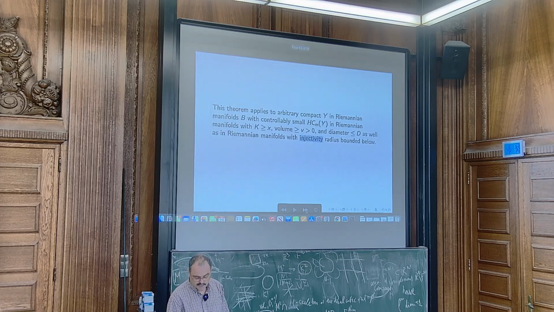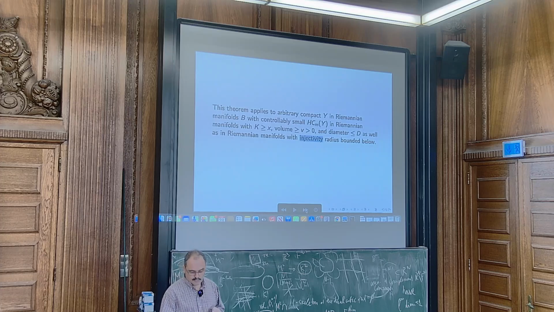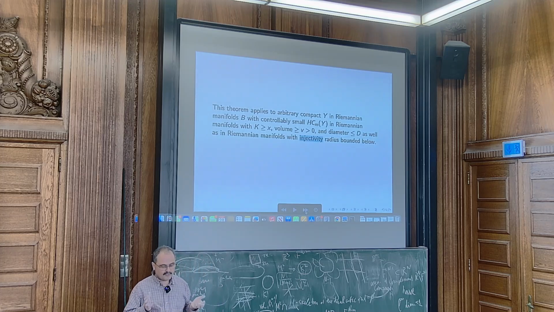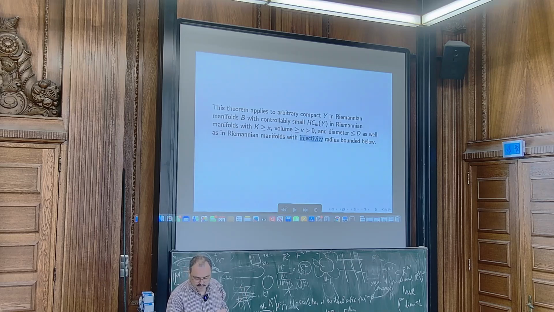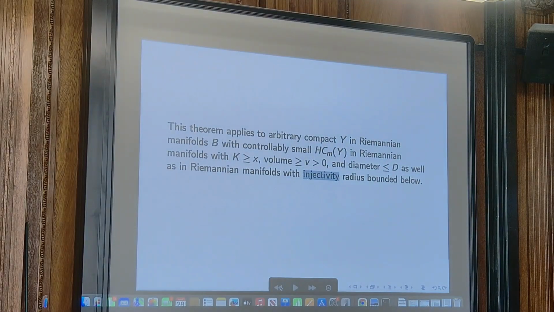So this version of the theorem will be applicable, obviously, for Riemannian manifolds with injectivity radius bounded below, but also for manifolds with sectional curvature bounded below, volume and diameter. It's clear that we cannot hope for this theorem to be true for all manifolds, just because high dimensional sets are not always homotopic to lower dimensional ones. So we need HCM to be small. So there is an assertion here that if we have a Riemannian manifold like that, and HCM is small, then the set could be homotoped to something lower dimensional. Forget about all kinds of estimates for this homotopy.